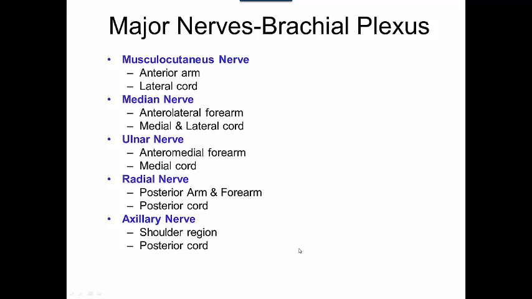And this is basically the breakdown. Musculocutaneous nerve is all anterior arm muscles: biceps brachii, brachialis, etc., coracobrachialis. The median nerve is on the anterior lateral forearm, right? Remember, your thumb is lateral on the radial side, your pinky is on the ulnar side or the medial side. The ulnar nerve is on the medial side, near your ulna, near your pinky. The radial nerve basically does your entire posterior arm and forearm, so triceps brachii and all wrist extensors. And then your axillary nerve gets the shoulder region.